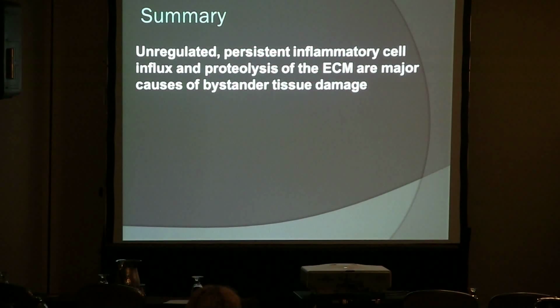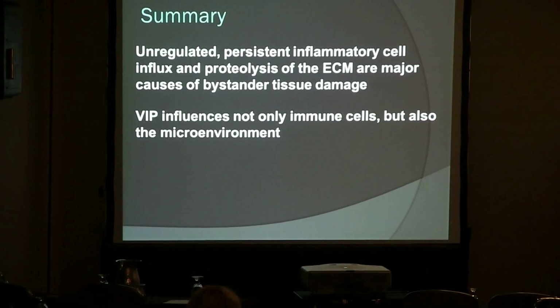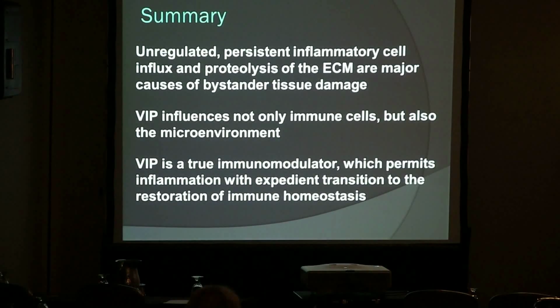So to summarize, it's the unregulated and persistent inflammatory influx, particularly by PMNs, and then the subsequent proteolysis of the matrix that are major causes of bystander tissue damage during Pseudomonas-induced ocular infection. And VIP influences not only immune cells, but also the microenvironment, as we saw with downregulation of many of the adhesion molecules and extracellular matrix components. And between VIPR1 and VIPR2 receptor expression, VIP is able to function as a true immunomodulator, permitting inflammation to occur with expedient transition to the restoration of immune homeostasis.